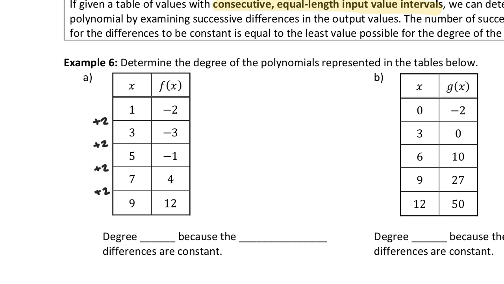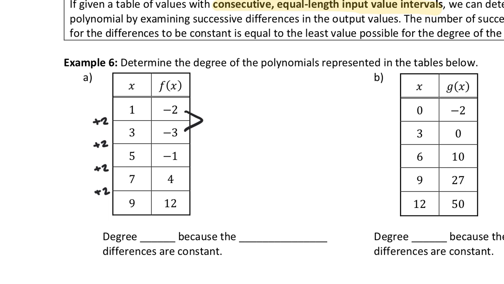Yeah. Those are consecutive in order. Equal length plus 2 input value intervals. We're good to go. All we have to do is look at the differences in these numbers instead of calculating the entire average rate of change. We can take this shortcut again, only because those input values are successive equal length input value intervals.